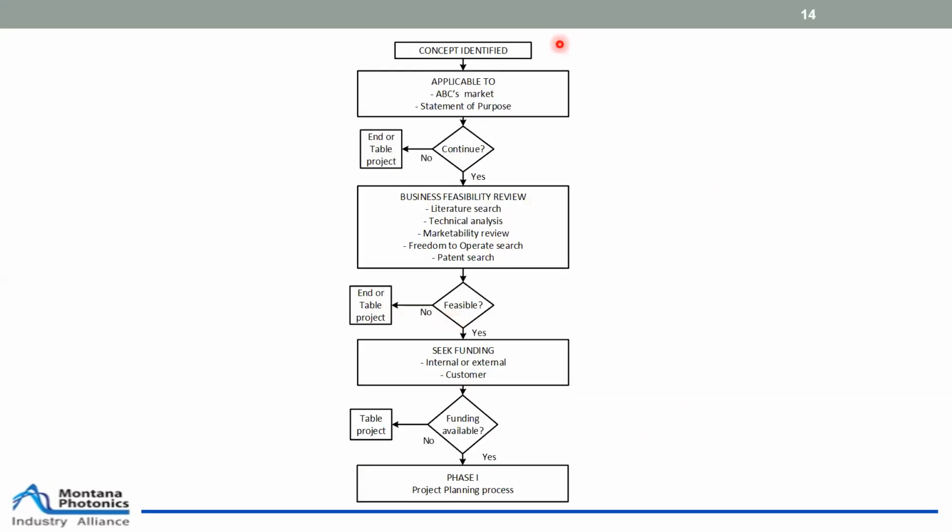Now, we've added some things. The concept is identified as before. They wanted to know, was it applicable to the ABC market and to their statement of purpose? If not, they would end or table the project. If it was applicable, then they would continue into the business feasibility review, which included literature search, technical analysis, marketability review, freedom to operate search, and a patent search. If it was still feasible, they went on to seek funding. And if funding was available, then they would go into phase 1, project planning process.